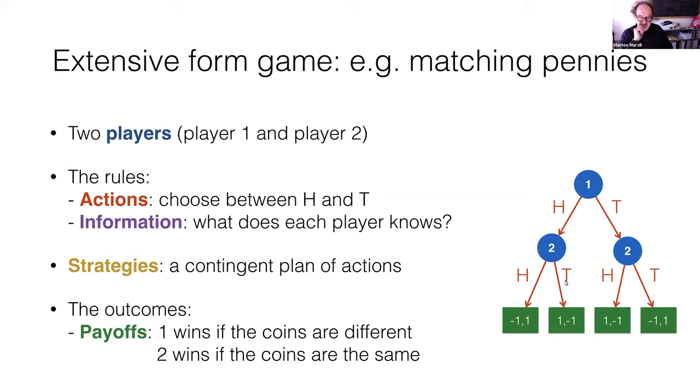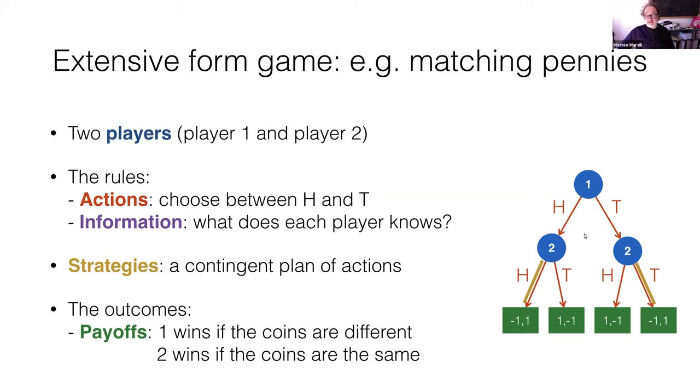So the strategies are, as I told you, contingent plans of action. So in this case, a strategy for player two will be to play head if player one played head, and to play tail if player one played tail. So you see that a strategy is a plan, is a way to respond that depends on the action of the other agent, okay?